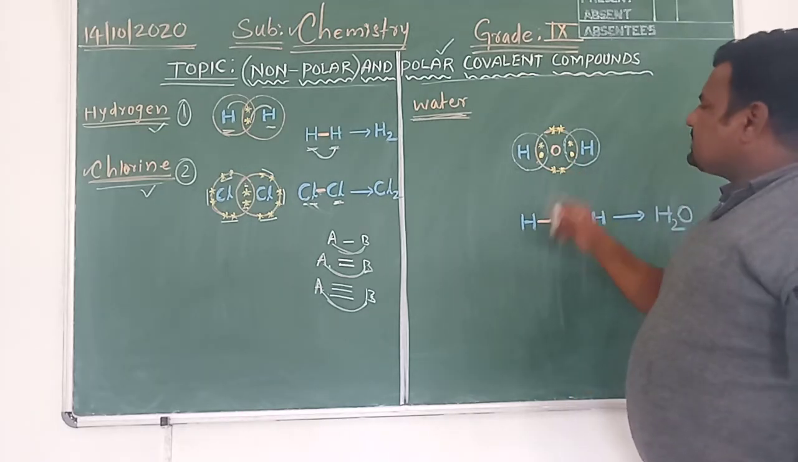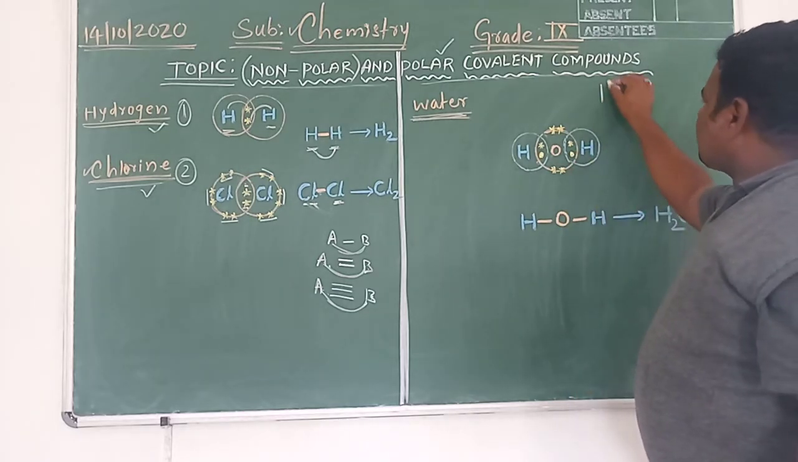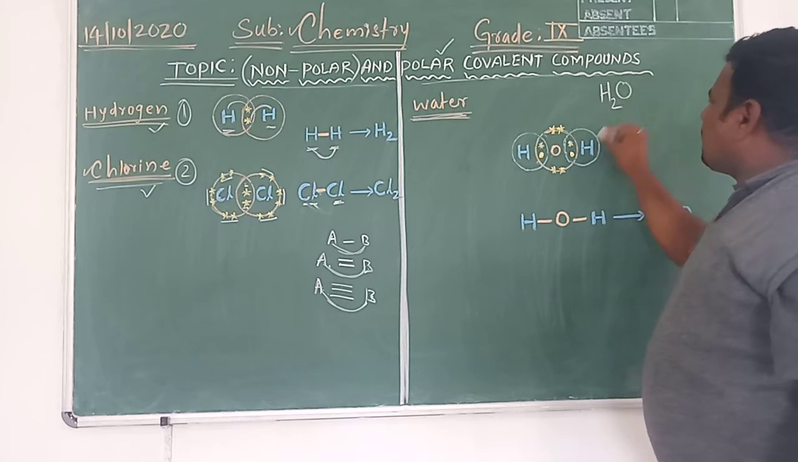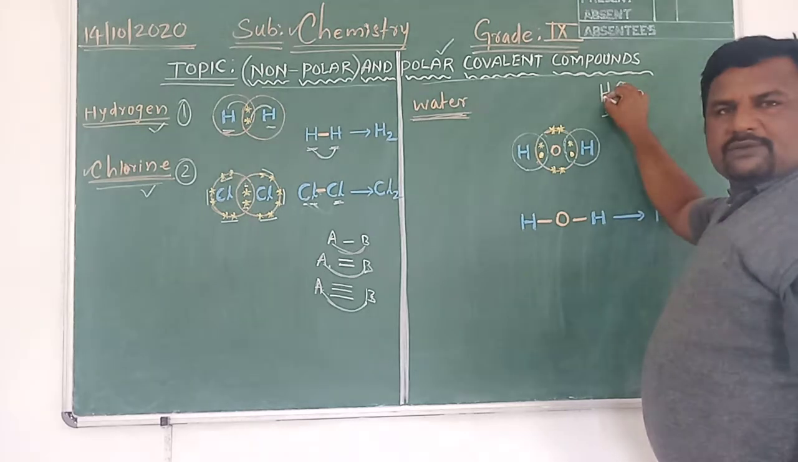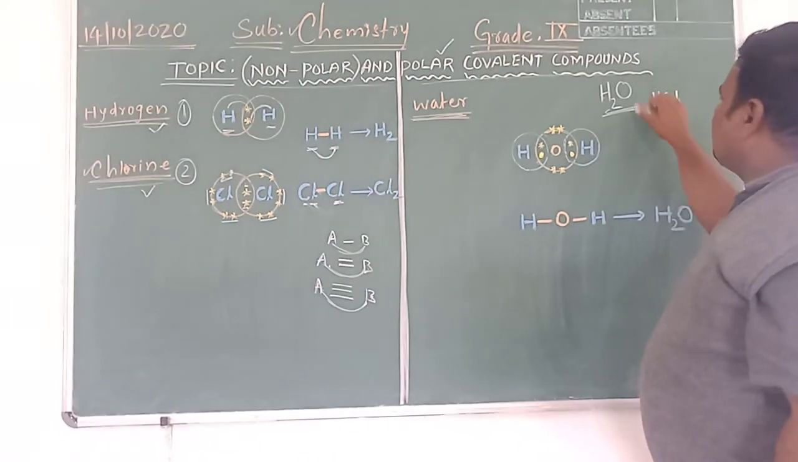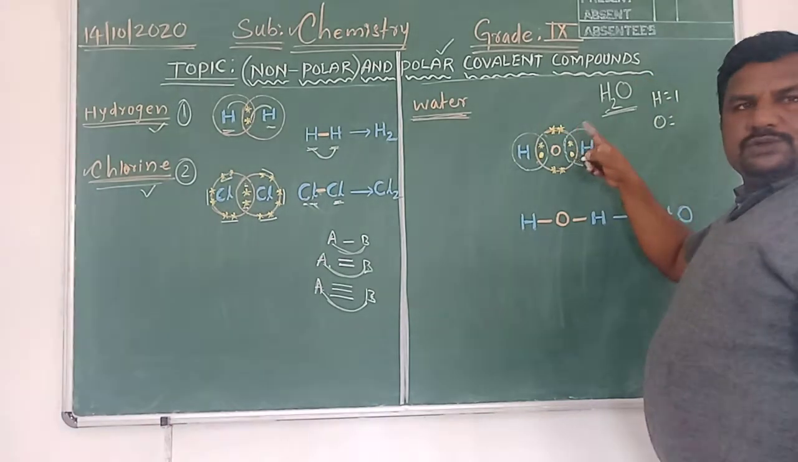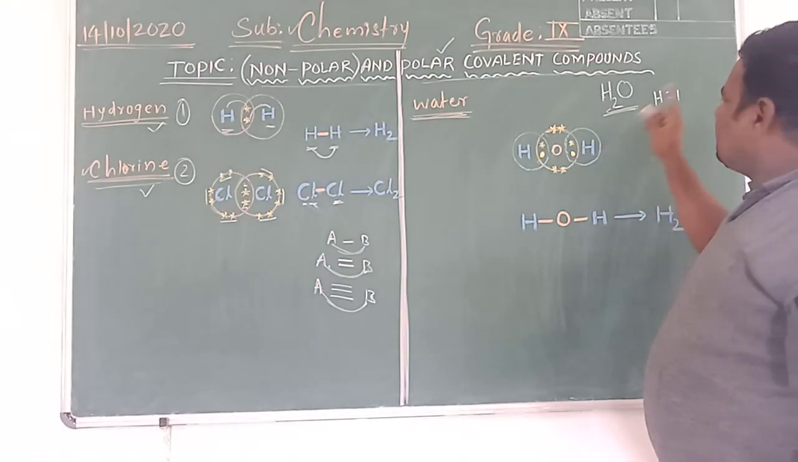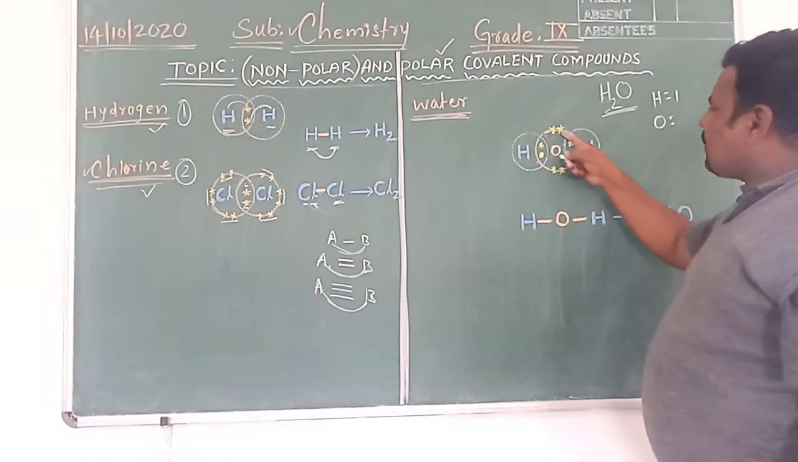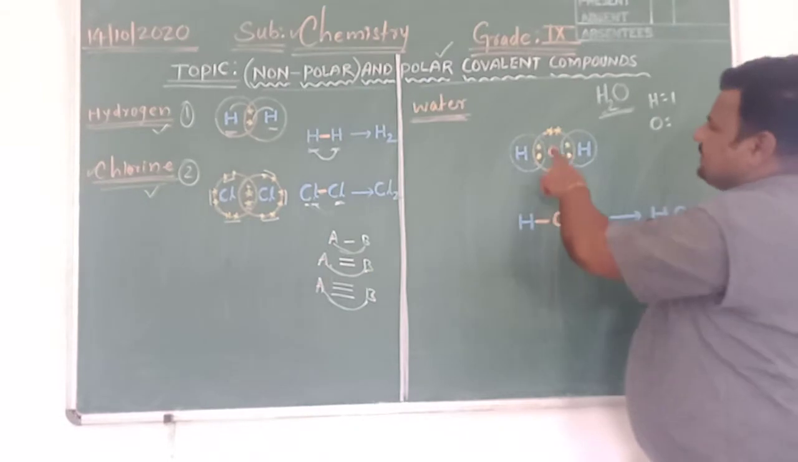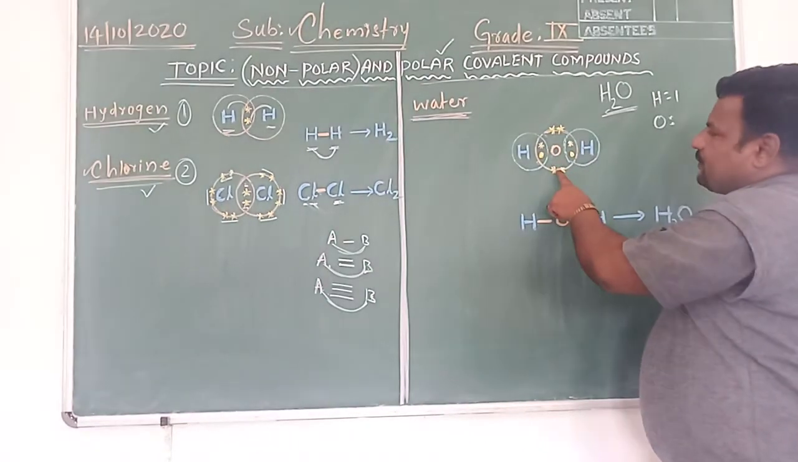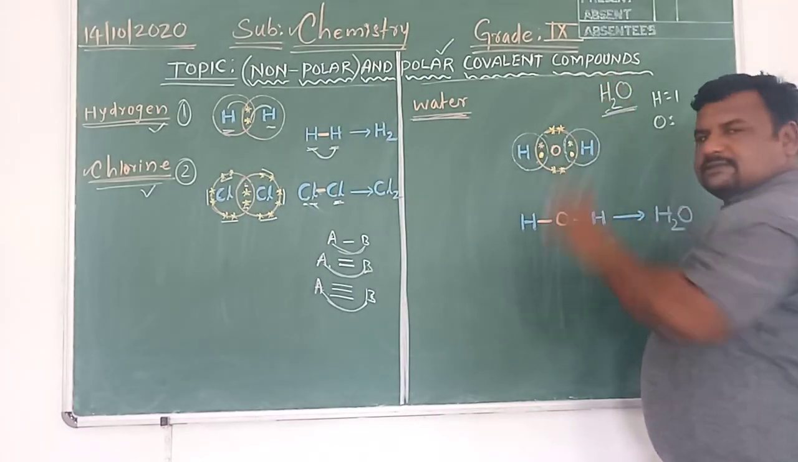Here, what is the oxygen? Water is formed by two hydrogen atoms and one oxygen atom. The electronic configuration of hydrogen is 1. The electronic configuration of oxygen is 2, 6. Correct? The electronic configuration of the oxygen atom is 2, 6. That means 2, 4, 5, 6.